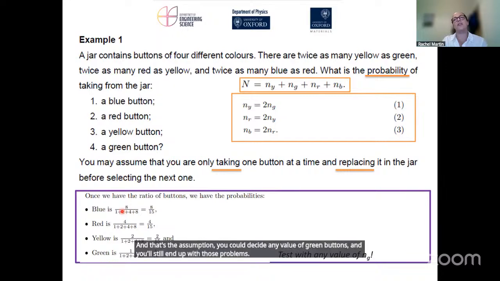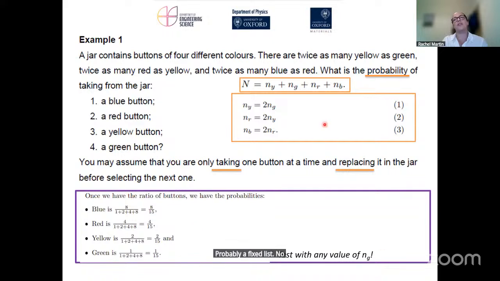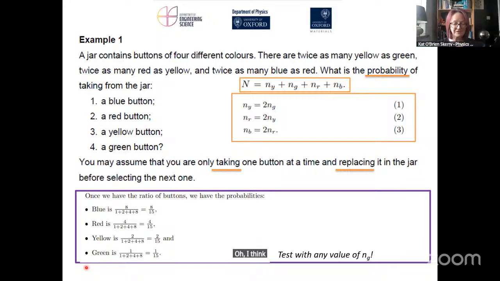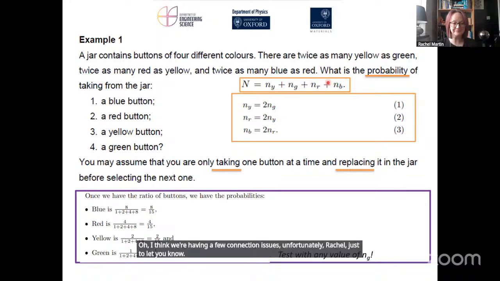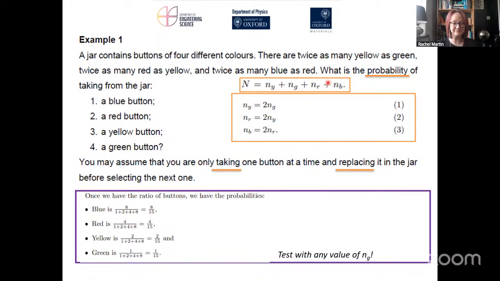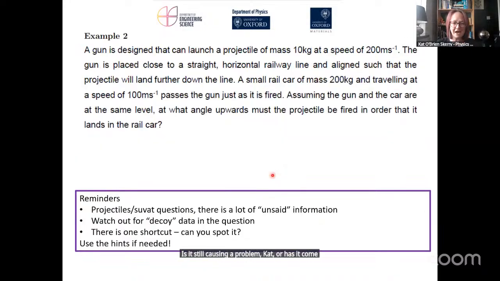Probably fix the list, no problem. Rachel, just to let you know, if you're having internet issues, don't worry, just join back in. Is it still causing a problem, Kat, or has it come back? Yeah, we're just a little bit jumpy on the audio, but hopefully it will sort itself out. Ah, there you are. You're back and moving again now.